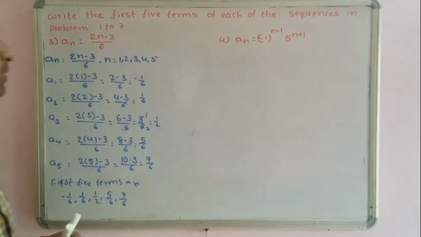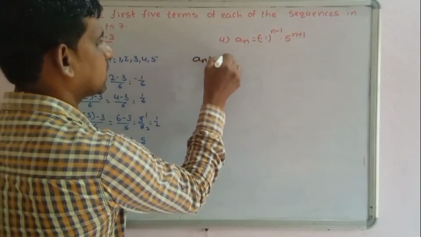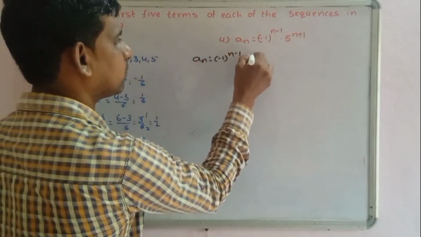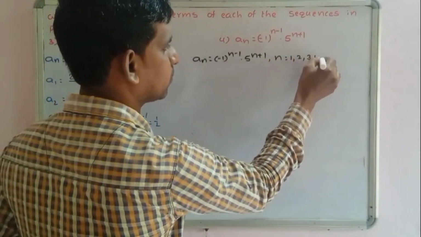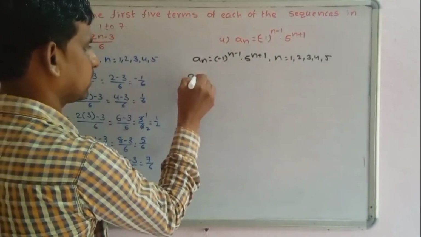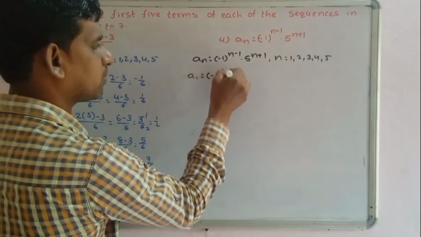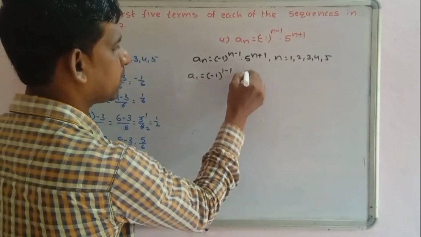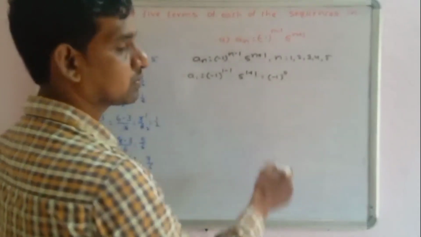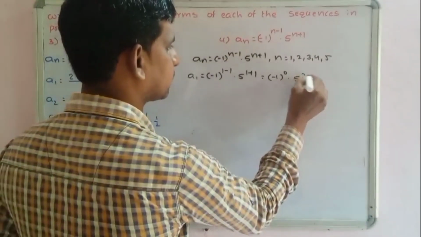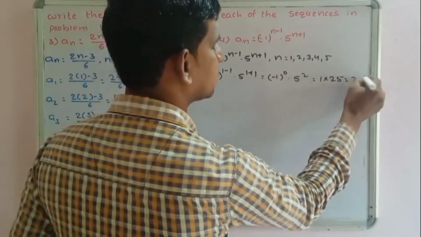Okay. Next, coming to the fourth one, an equals to minus 1 power n minus 1 into 5 power n plus 1, where n equals 1, 2, 3, 4, 5. a1 equals to minus 1 power 1 minus 1 into 5 power 1 plus 1. So that equals minus 1 power 0 into 5 square. Anything power 0 is 1. 1 times 5 square is 25.